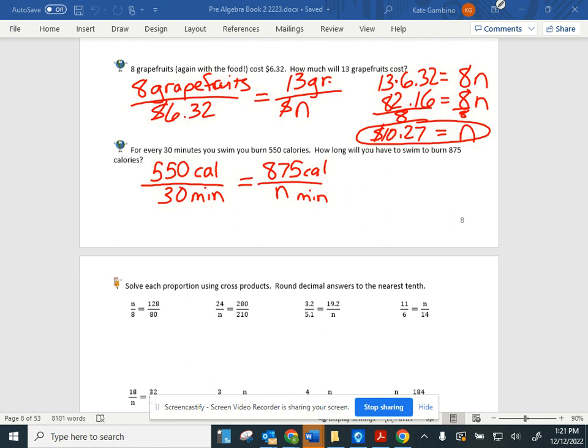How do I set up my equation? Aiden. 875 times 30 equals 550 times N. So my first step is writing that equation. Second step, I multiply 875 times 30. Evelyn. 26,250. What is my next step, James J? Divide that by 550. I need to get my N by itself, so I'm dividing by 550, which gives me what, James?